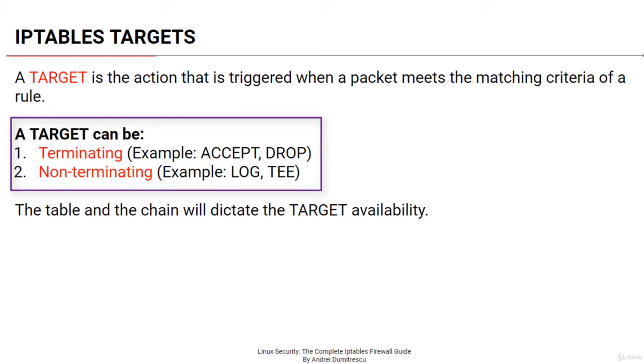evaluated. On the other hand, a non-terminating target performs an action and then the evaluation within the chain continues. The packet continues traversing the rules in the chain. Each chain must eventually pass back a final termination decision, but any number of non-terminating targets can be executed before that. LOG is such a non-terminating target. For example, if the matching criteria of a rule is LOG, the packet is logged and then the next rule within the chain will evaluate the packet.